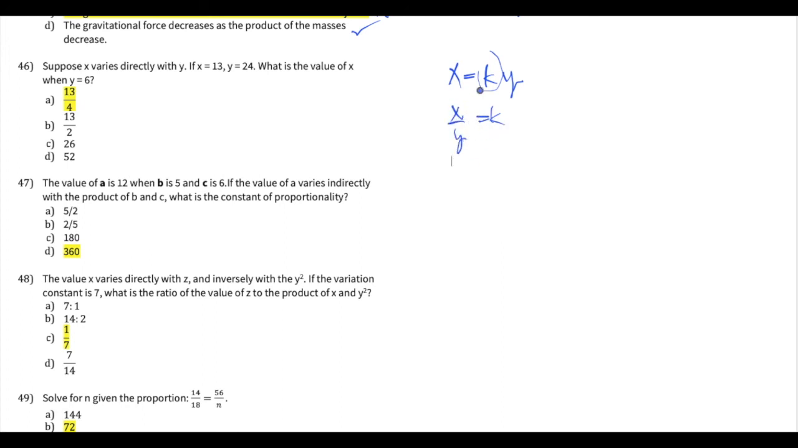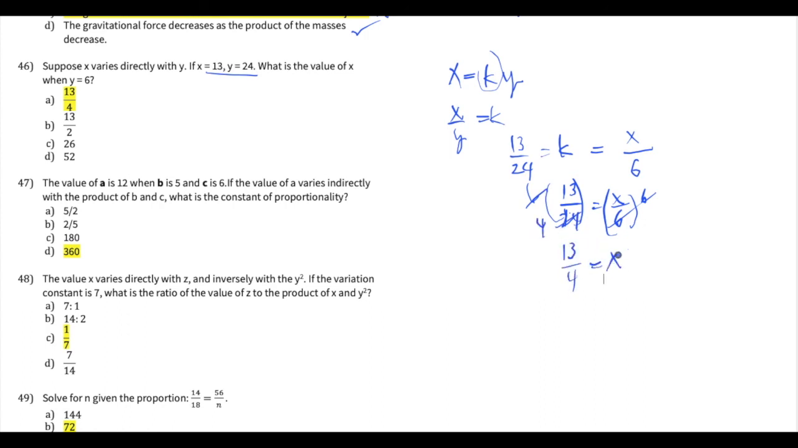Okay? So, ang k natin here would be, given 13 over 24, 13 over 24 is equal to k, which would also be equal kapag any value of x given that y is equal to 6. Now, solve for x. Multiply both sides by 6. Answer here is 13 over 4 is equal to x.